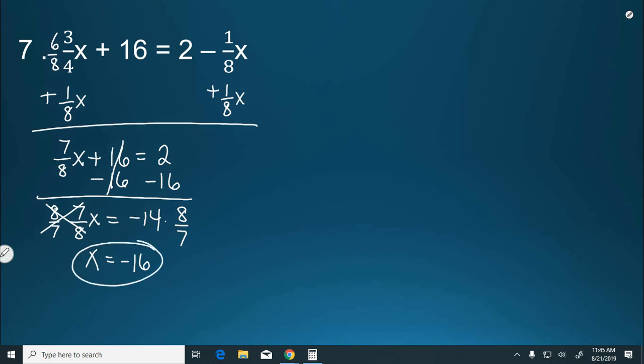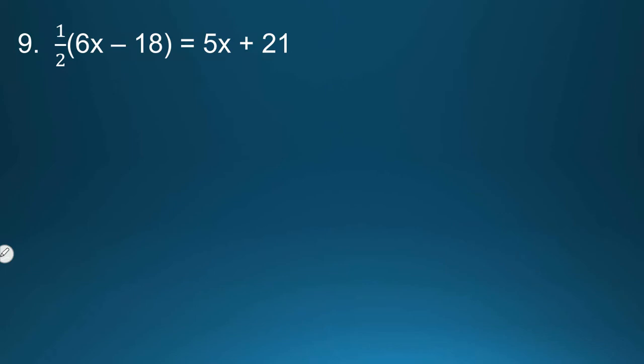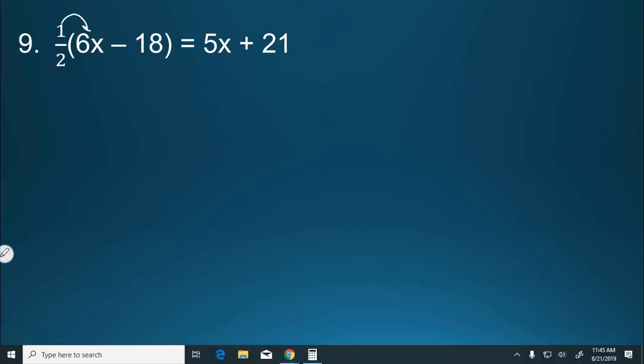All right. One more odd with you, I believe, before you try some on your own. Let's take a look at number 9. So here again, looks like we've got a little bit more added in because now we have the distributive property on top of having terms on both sides. So let's get rid of the parentheses before we do anything else by distributing that 1/2. So we have a half of 6 is 3x, and a half of negative 18 is negative 9, equals 5x plus 21.